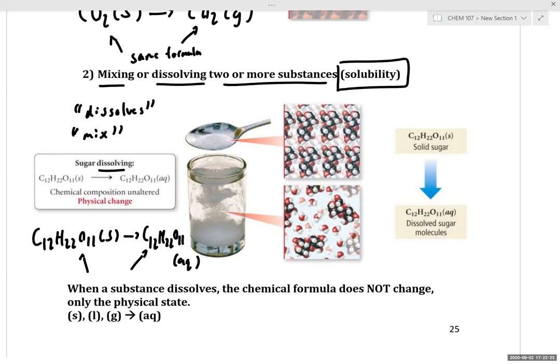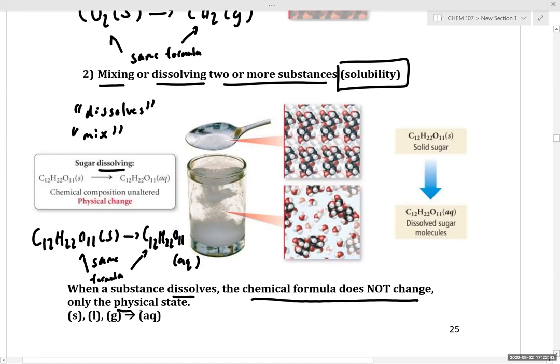Does the formula change? No, we have the same formula. So our chemical composition is the same, and as a result, this is a physical change. So when a substance dissolves, the chemical formula does not change, only the physical state. So phase changes and solubility are our two major physical changes that we need to be familiar with. Does that make sense to everyone? Perfect.